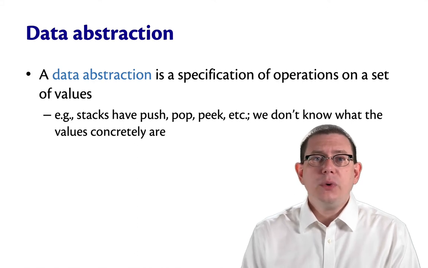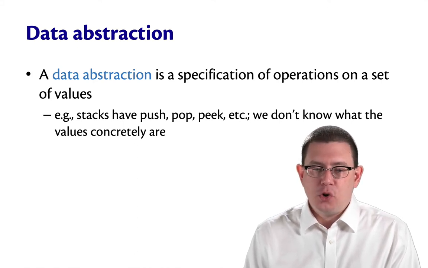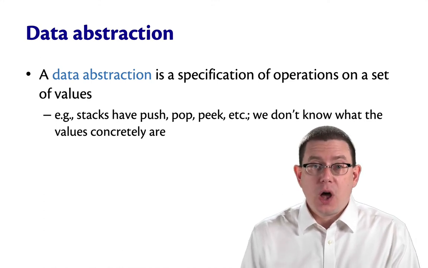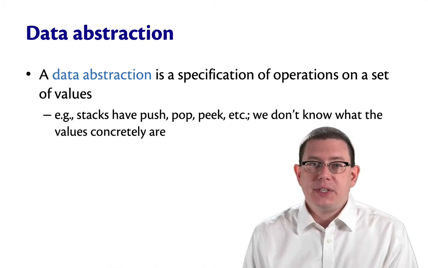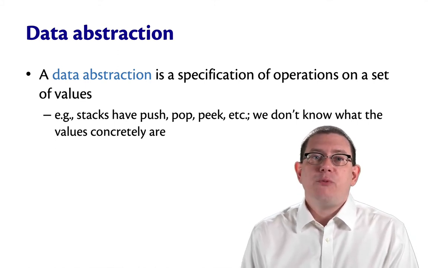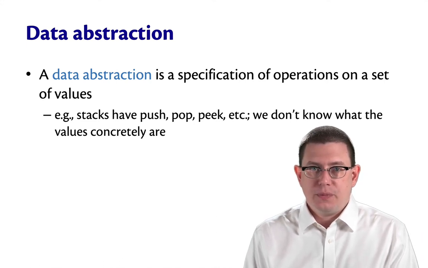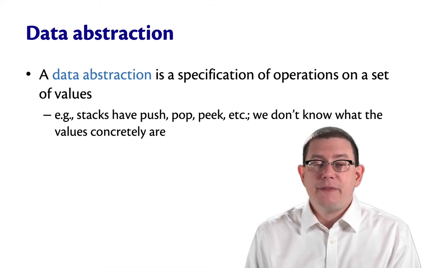For example, we've looked at stacks in the previous week. We know that stacks have push and pop and peek operations. We know what the specification of those operations should be. We don't know, though, what the values of a stack concretely are if we hide them behind an abstract type in a signature. So in OCaml, a data abstraction naturally corresponds to signatures that have abstract types.